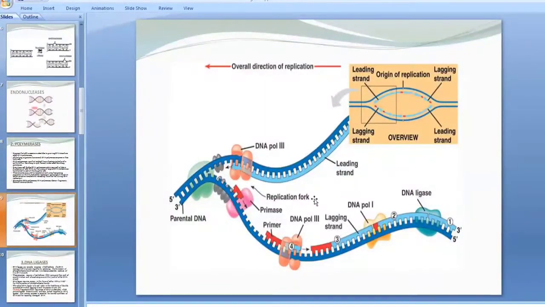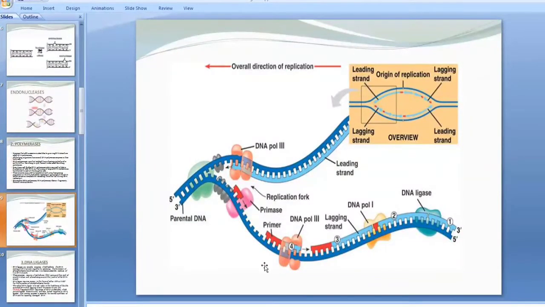Here you can see the picture of the overall direction of the replication of DNA. This is the parental DNA. Here it can be forked, or duplicated into two separate strands. This is called the replication fork, where the enzymes primase and replicase help to unwind or unzip this double helical structure.